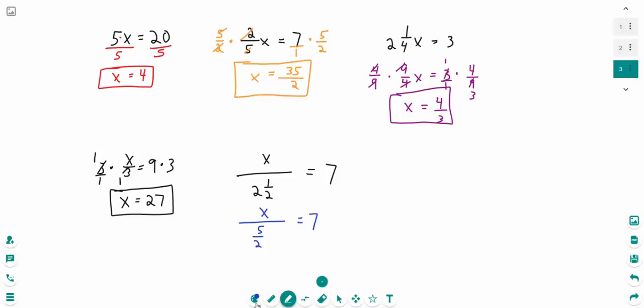Now let's look at what we're doing here. So we're taking an x, we're dividing it by 5/2. So it's very similar to this problem. We have an x, we're dividing it by 5/2. So how would we get rid of that? Well, to undo division, we do multiplication. So if we're dividing by 5/2, let's multiply it by 5/2. Take this side and multiply it by 5/2. This side would also have to be multiplied by 5/2.